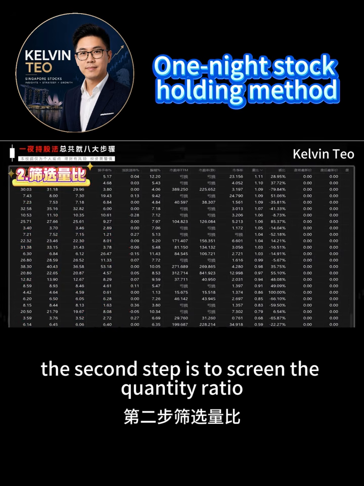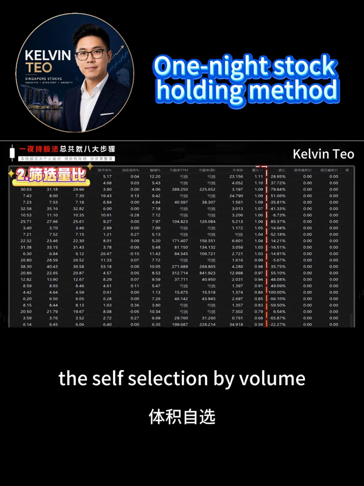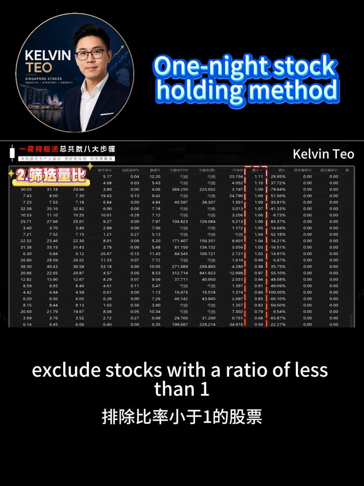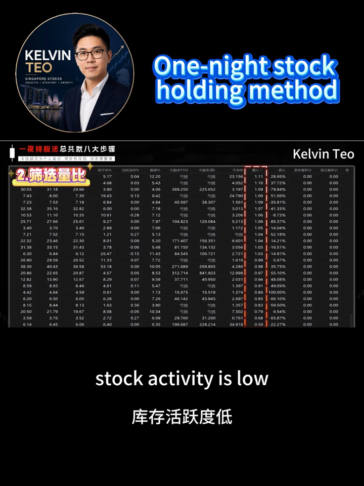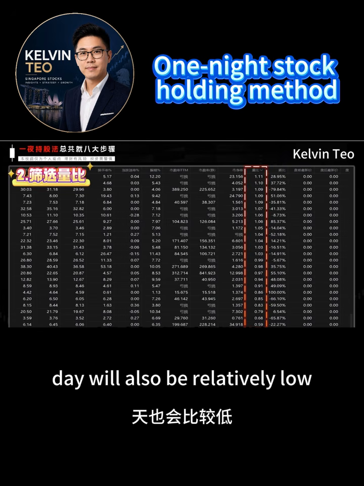The second step is to screen the quantity ratio. Rank the stocks that have joined the self-selection by volume ratio. Exclude stocks with a ratio of less than 1. If the volume ratio is less than 1, it means that the trading volume will shrink, stock activity is low, and the probability of rising the next day will also be relatively low.